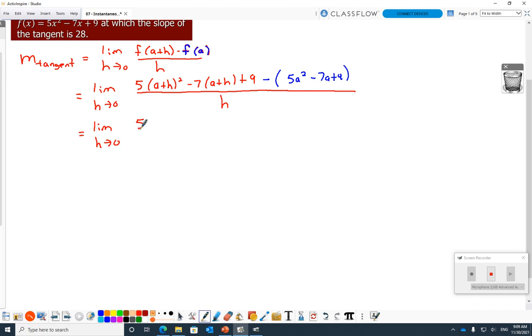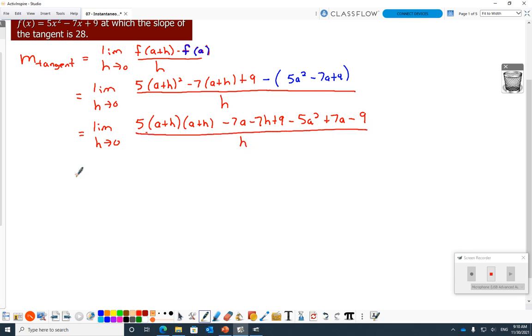So I leisurely make a plus h squared into a plus h times a plus h. I'm going to distribute that bracket. Going to distribute that negative there. I already feel like I've made a mistake, so I'm going to recheck it to make sure I don't have a mistake carrying through here. 5a plus h, yeah. 7a, 7h, yeah, 9 minus 5a squared plus 7a minus 9. Yeah, everything's good. I was worried for no reason.